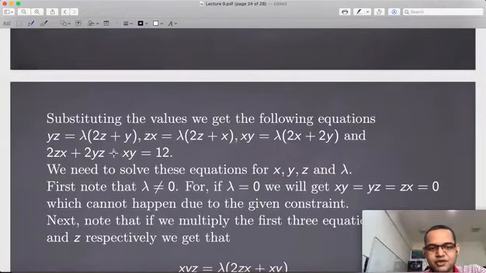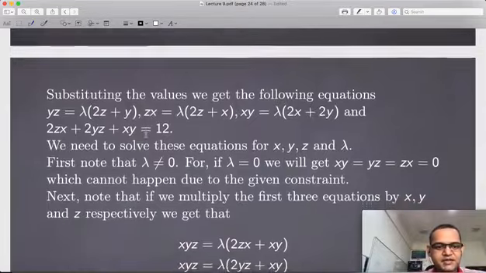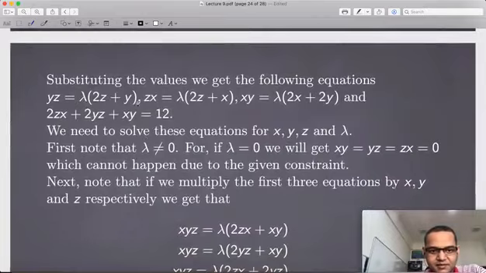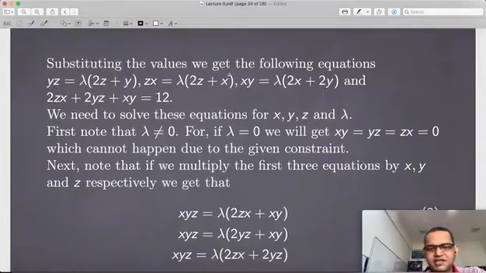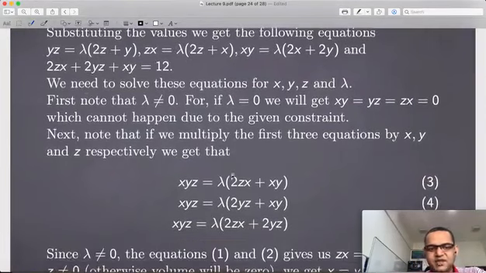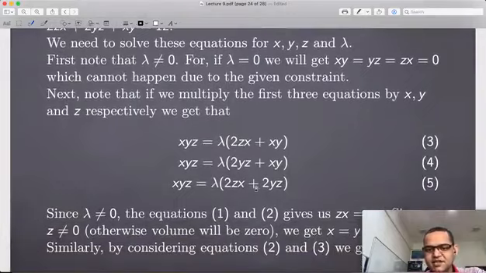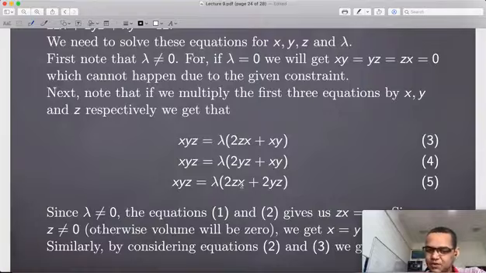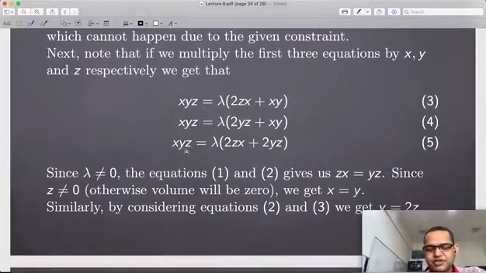We need to solve these equations for the points so that we can evaluate our function at those points, and those points are going to be the points of maximum, as we started with this method. Look at this. On the left hand side I have yz, zx and xy. If I multiply these three equations by x, then y and then z, I get that the left hand sides are the same, so the right hand sides will be the same all the time, correct? By doing that I get these three equations. Now I solve these three equations.